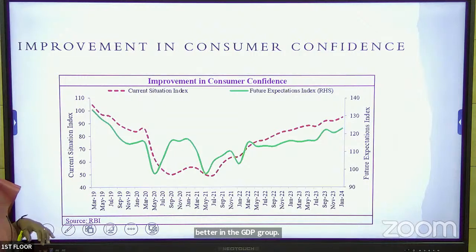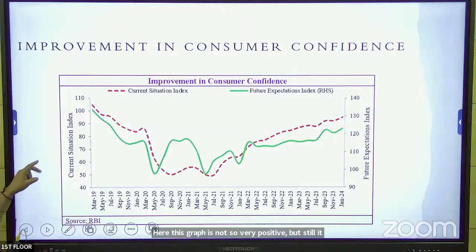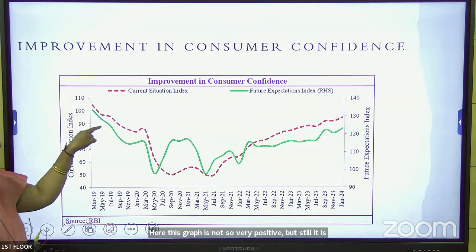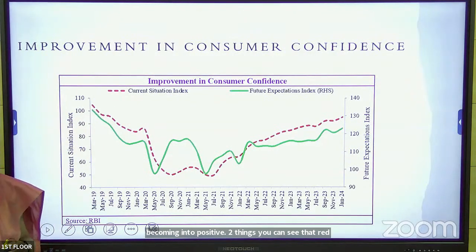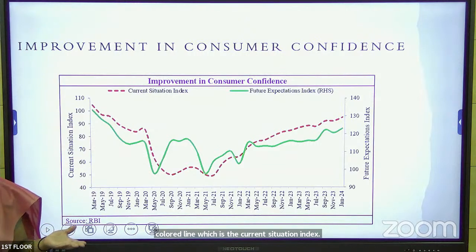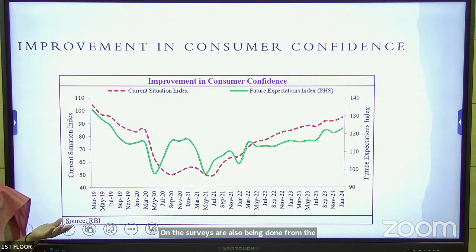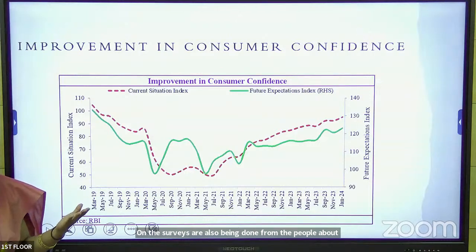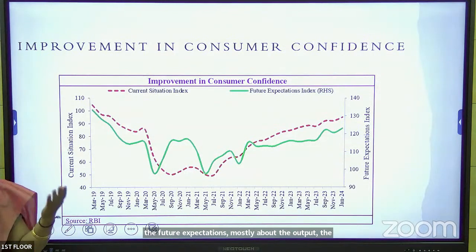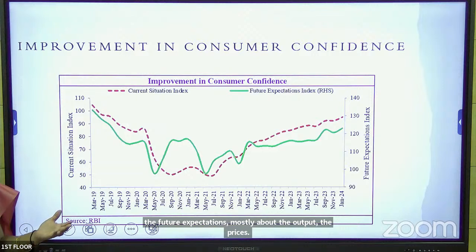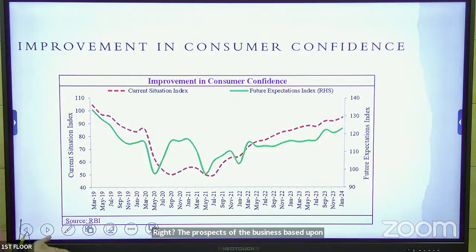Here, this graph is not so very positive, but still it is becoming positive. Two things: you can see that red colored line, which is the current situation index, and surveys are also being done from the people about the future expectations, mostly about the output, the prices, right? The prospects of the business. Based upon this, you will have all this future expectation index, which will all be computed by RBI.